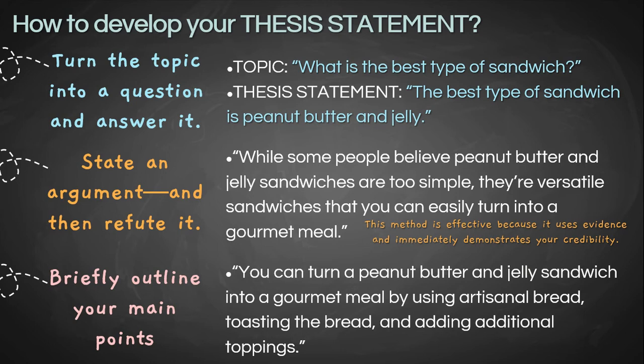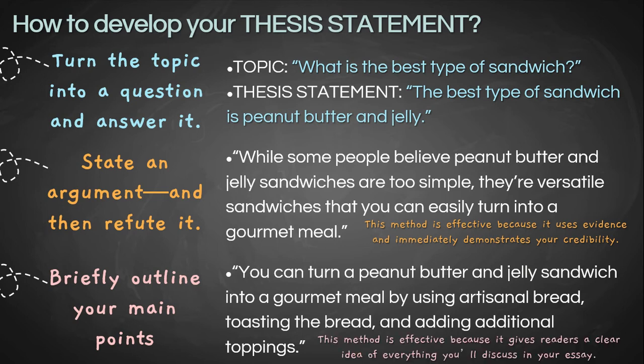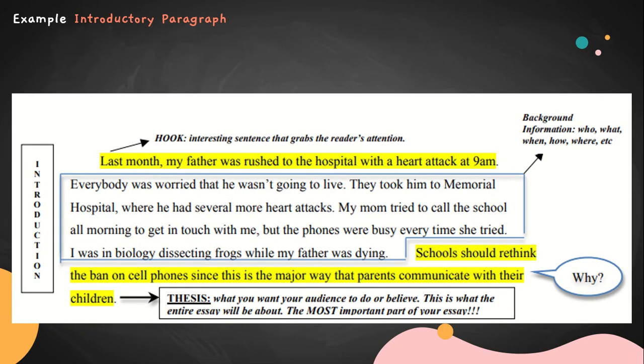You already outlined the main idea that you are going to mention. You have mentioned that you will be using artisanal bread, you will be toasting it, and you will be adding additional toppings. This method is effective because it gives a reader a clear idea of everything you will discuss in your essay. So here is another example of an introductory paragraph.